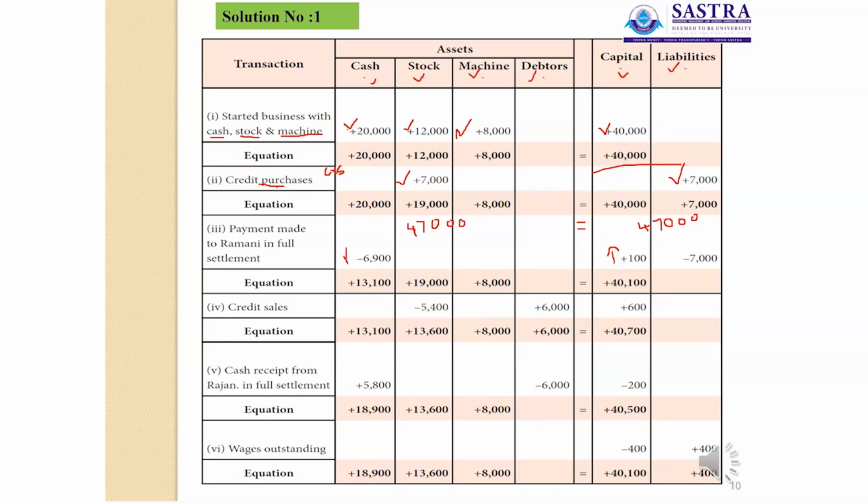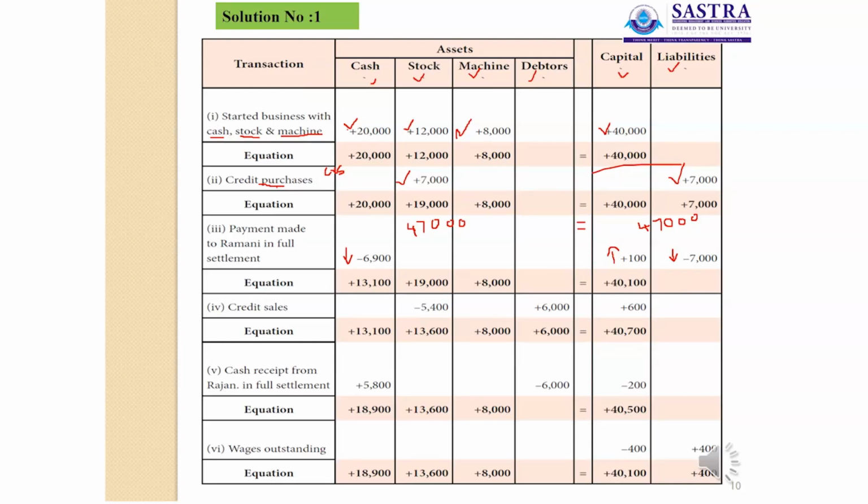So minus 6,900. Here the liability is also decreased, that is, the creditors' value is decreased, rupees 7,000 minus 7,000. Is it clear? So payment made to Ramani in full settlement. Here 6,900 is paid out of 7,000, so 100 is treated as discount received. Discount received is revenue for us, so automatically the value of capital will increase, plus 100. Minus 7,000 decreases the value of creditors. And 6,900 cash paid, so minus 6,900.